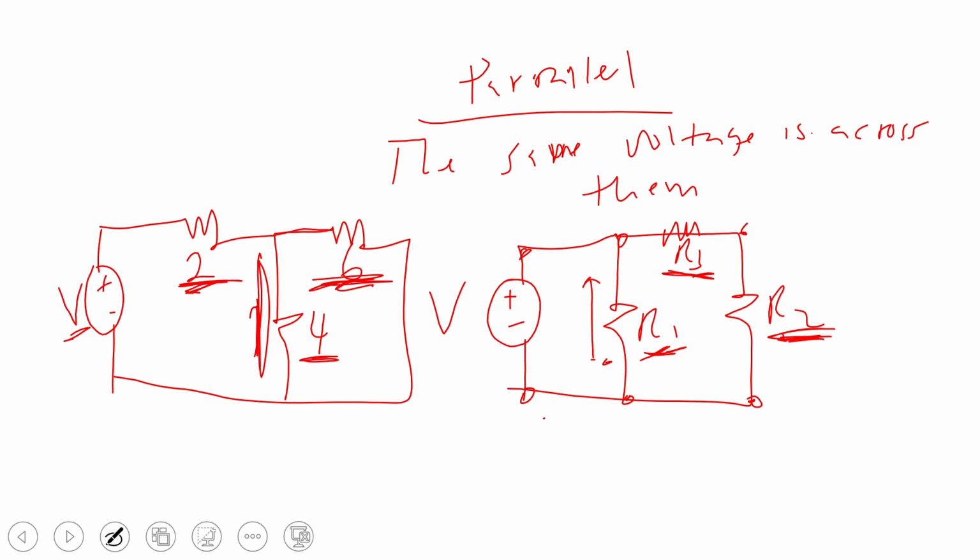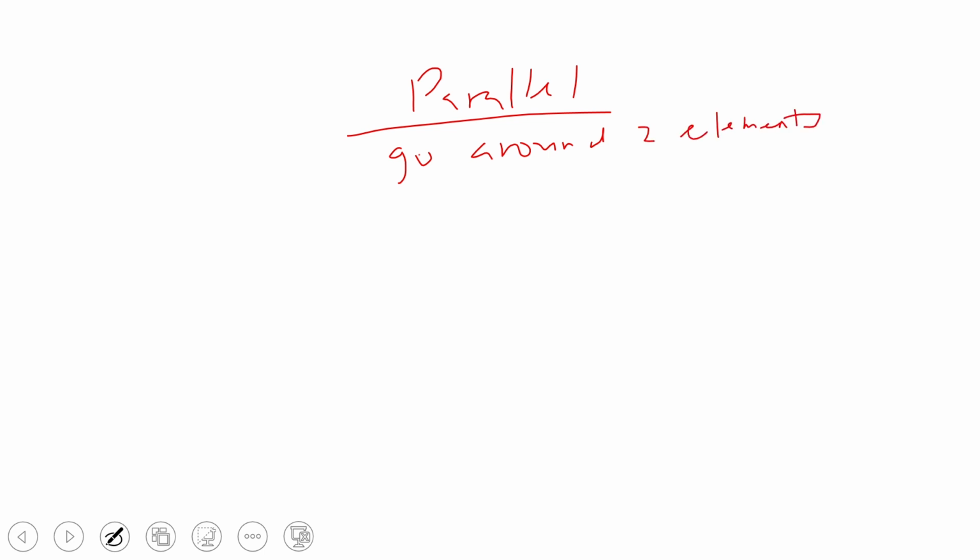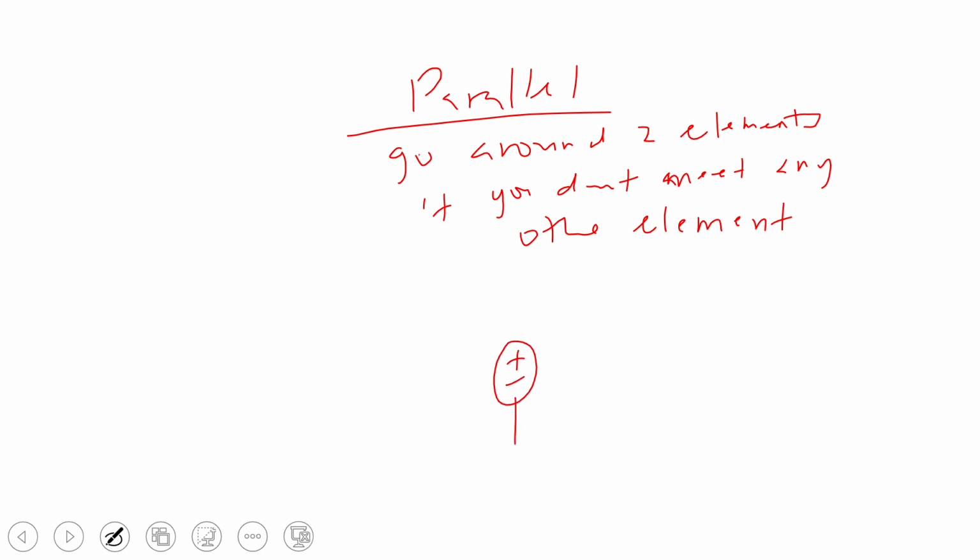So one basic way to understand whether two things are in parallel, I want us to use a simple rule. To identify things in parallel, we are going to use a simple rule, and the simple rule is that you go around the two elements, and if you don't meet any other element, then you can say the two things are in parallel. For instance, like this.